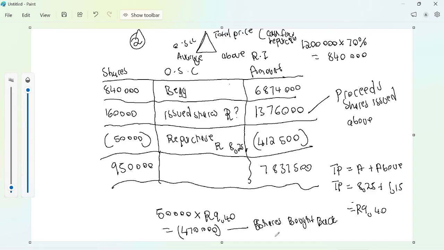It goes to retained income. How do you get it? The above price is 1,15. So you say the total shares multiplied by 1,15. That amount is going to your retained income note under repurchase. Remember, guys, here we're dealing with the repurchases, right?